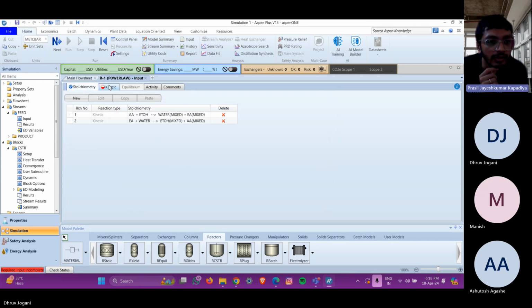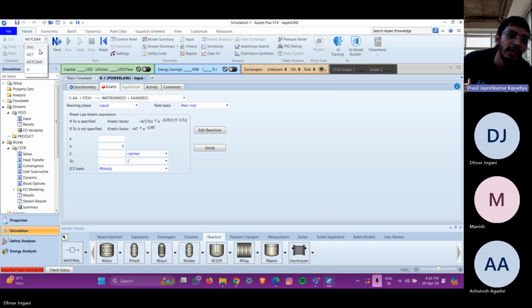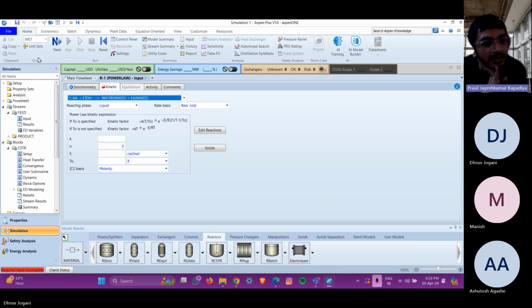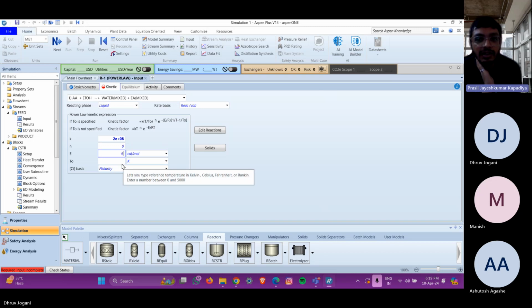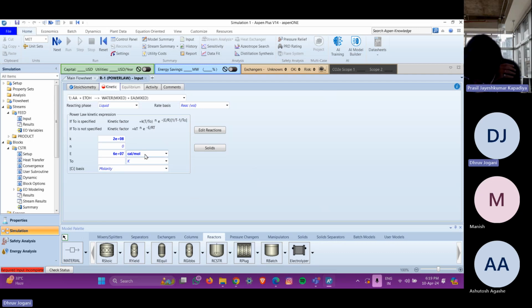Okay, the unit is metric. Can you change it from the top? Here, can you change to metric? Yes, metric. Okay, now let's add the values of K. The value of K is 2 into 10 raised to 8. And the activation energy is 6 into 10 raised to 7. The unit is joule per kilomole.